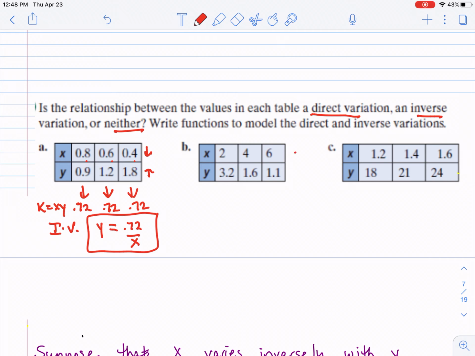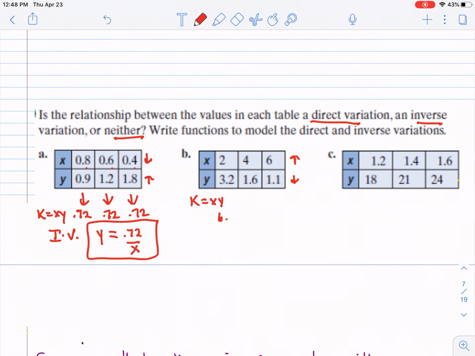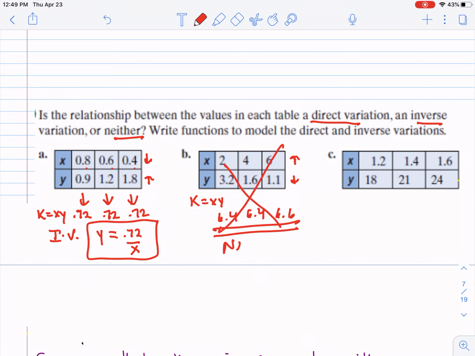All right, let's check this one. My x's are going up because I'm going from 2 to 4 to 6. My y's are going down. So this cannot be a direct variation. So the only thing it could possibly be again is an inverse variation where my k is equal to x times y. So let's multiply 2 times, sorry, 3.2. I get 6.4. Here I'm going to multiply 4 times 1.6. Again, I get 6.4. And now I'm going to multiply 6 times 1.1. All right, I did, and I got 6.6. So you know what? My k's are not always equal, so this is neither.